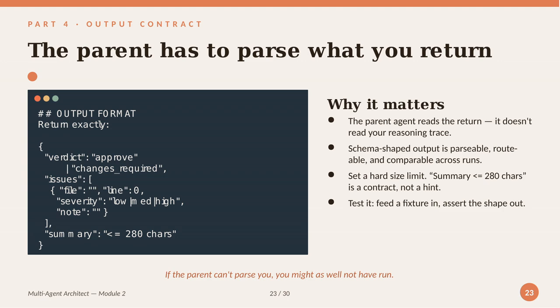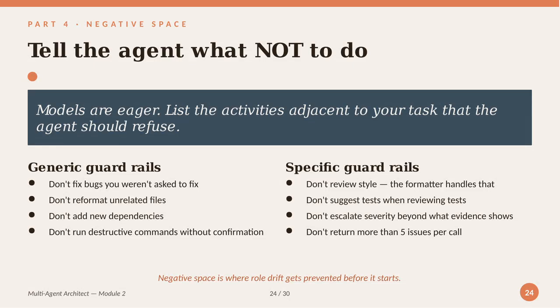A hard size limit on the summary is a contract, not a hint. If you say summary up to 280 characters, the model will respect that. If you say keep it short, the model will write you an essay. You can test the contract. Feed in a fixture. Assert the shape comes out the other end. Now you have a regression test for your subagent. If the parent can't parse you, you might as well not have run. The negative space technique: tell the agent what not to do.